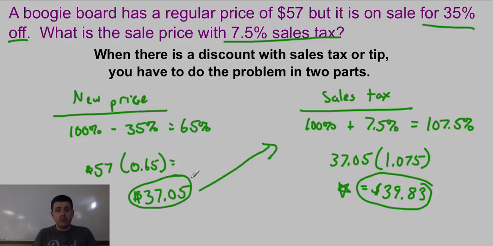We found our discount using our new strategy, took that price over and used that to calculate our sales tax using our new strategy, and got to our final answer.